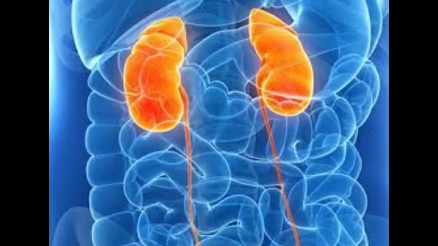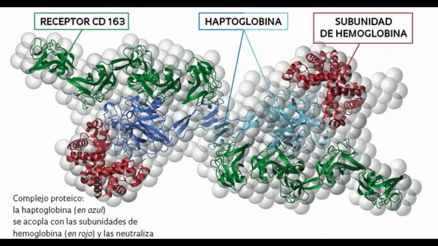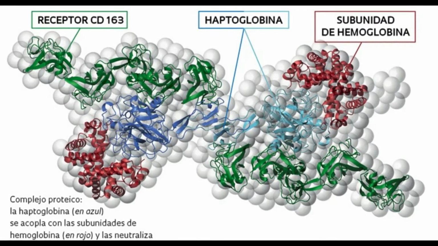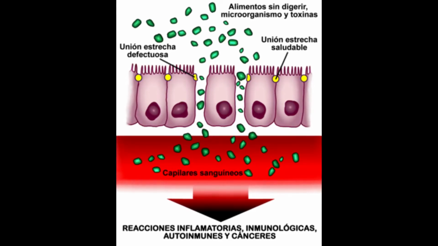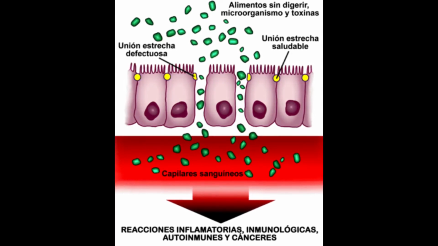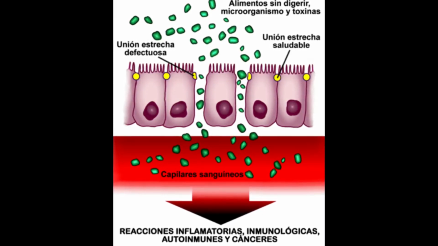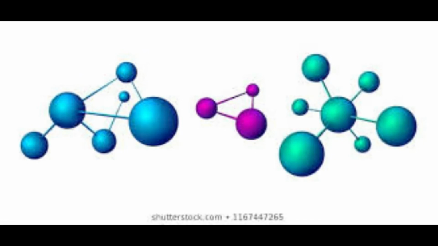An important fact is that haptoglobin acts as an antioxidant. The principal function of hemoglobin is to collect oxygen from the pulmonary alveoli and communicate it to the tissues, take carbon dioxide from them and transport it back to the lungs to expel it.